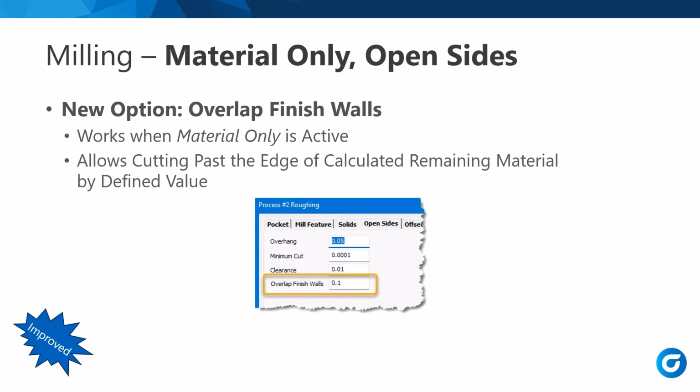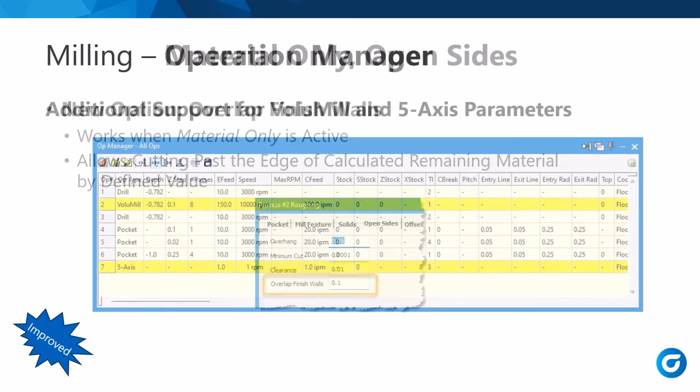We also have a feature here that we can overlap finish walls when you're doing material only. So your rest machining maybe didn't clean up enough. You just need a little more extension. So here we can put an extension on the toolpath. And again, I'll show these to you in just a minute.